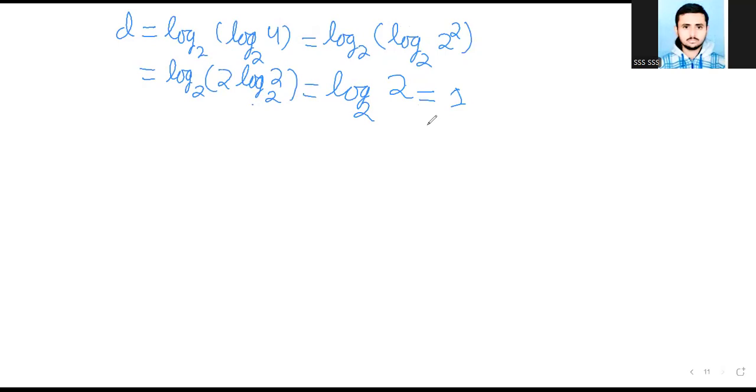So we get the values of a, b, c and d. So a plus b plus c plus d is equal to -4, since a is -4, b is -1/2, c is -1, and d is +1. So this value becomes -9/2.